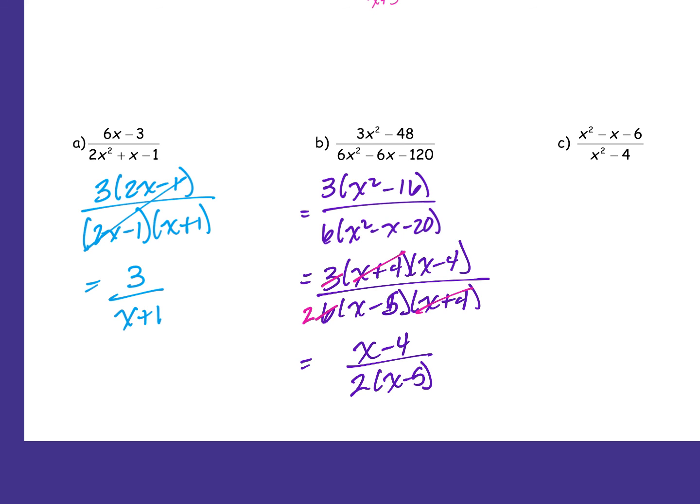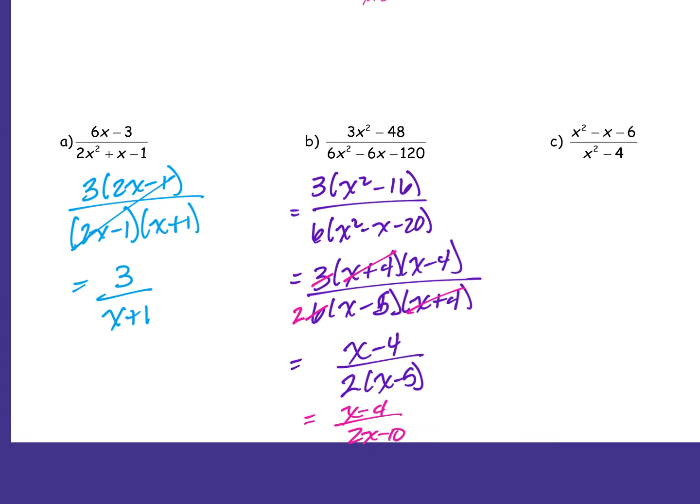So on the second one, I've seen some people multiply the 2 through in the denominator. You don't have to. You can leave it factored out. So I can leave it as 2 times x minus 5. I don't have to multiply it back together if I don't want to. Okay? So I can just leave it just like this. Or you could write it as x minus 4 over 2x minus 10. Either one's acceptable. Okay? Either one is right.